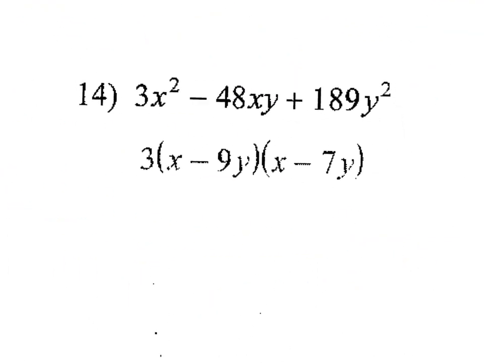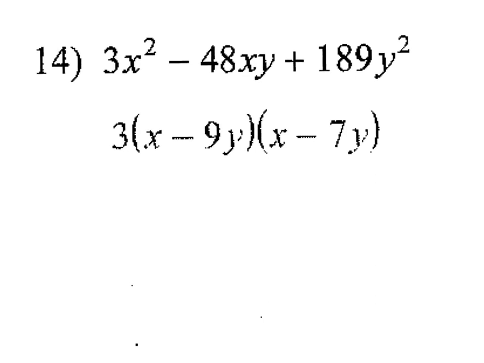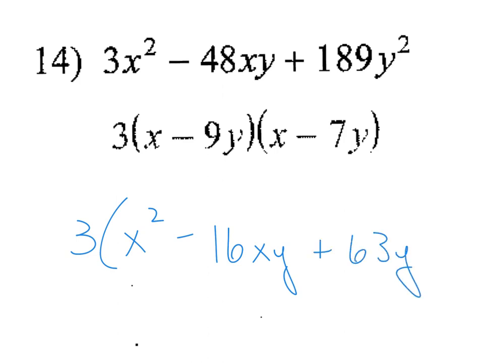Okay, number 14. All right, so on 14, and this one was probably tricky, you had to pull a GCF first. A lot of you probably would not have picked up that you could have pulled a 3 out of them, but you can. So you've got an x squared minus 16xy, and then we've got a plus 63y squared. Okay, so pulling that GCF out front was huge right away.